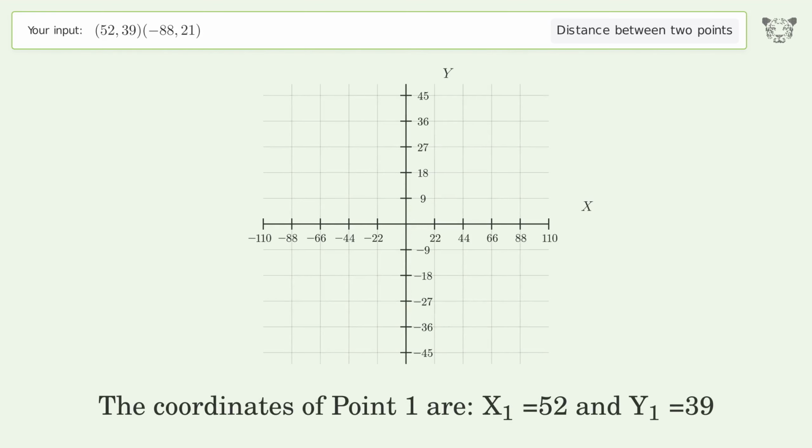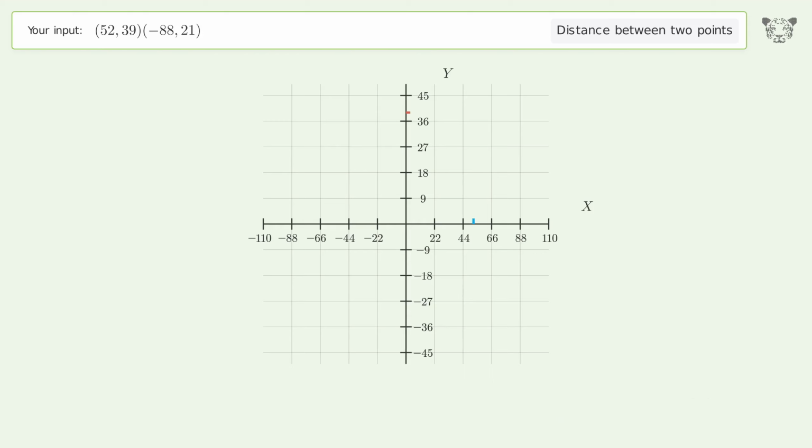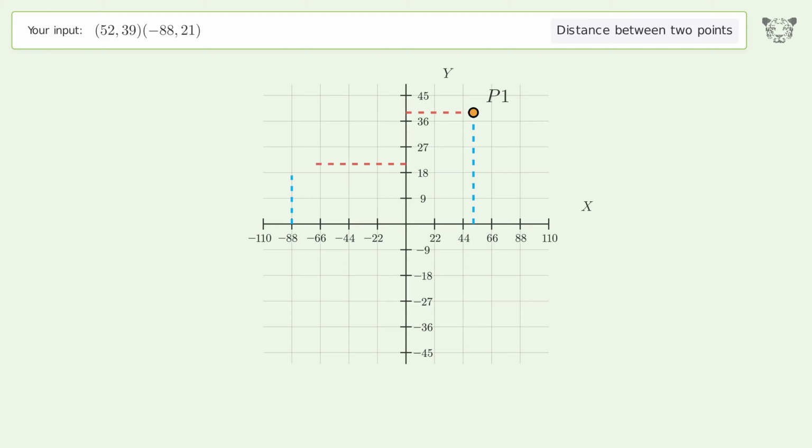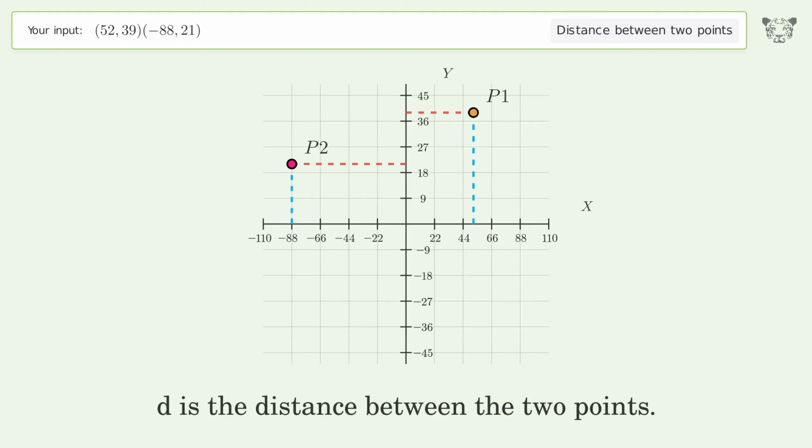The coordinates of point 1 are x1 equals 52 and y1 equals 39. The coordinates of point 2 are x2 equals negative 88 and y2 equals 21. D is the distance between the 2 points.